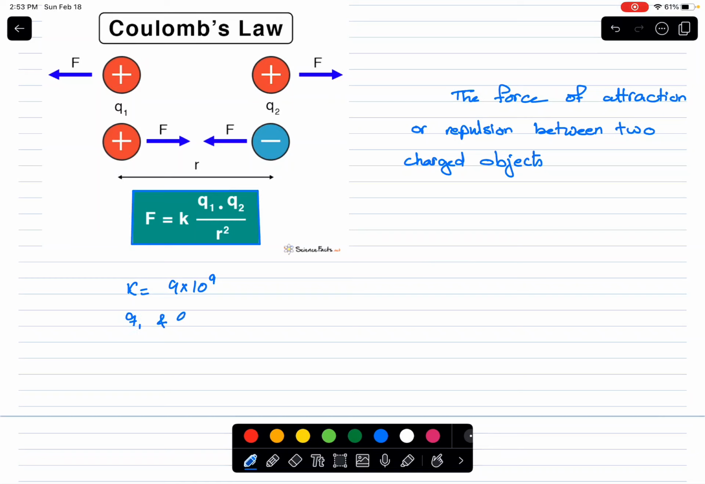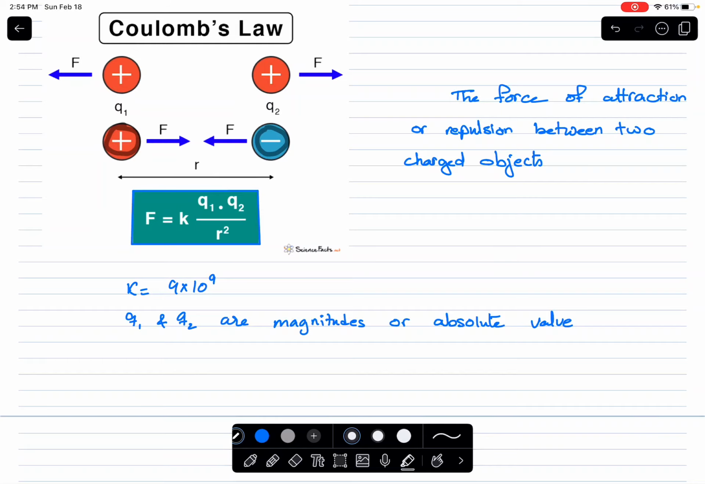Q1 and Q2 are magnitudes or absolute values. So even if the charge is negative, Q1 and Q2 have to be written as positive values. They're written only in terms of their magnitudes. The force is an attractive force if our two objects have opposite charges. So I have here a negative charge and a positive charge, so the force between them is attractive, whereas like charges will have a repulsive force between them, as you can see here.